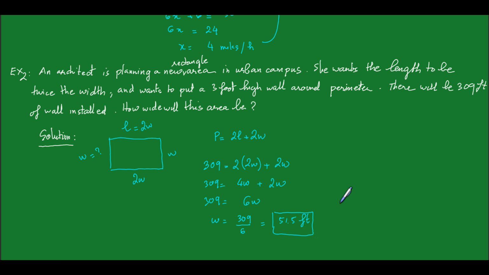If they're asking you for the length, then the length will be what? Over here they don't ask you for the length, but what if they ask you for the length? You just multiply by 2, because the length is 2 times the width, right? So 2 times 51.5 will be 103. That is for the length. So over here will be 103, over here 103, over here 51.5, over here 51.5. So that will be the answer.